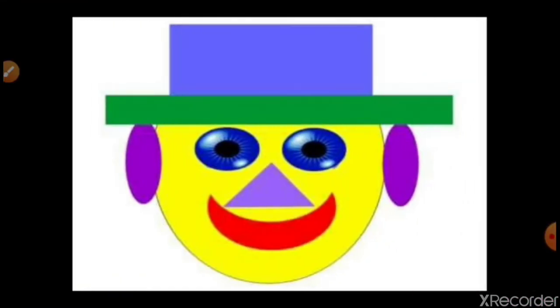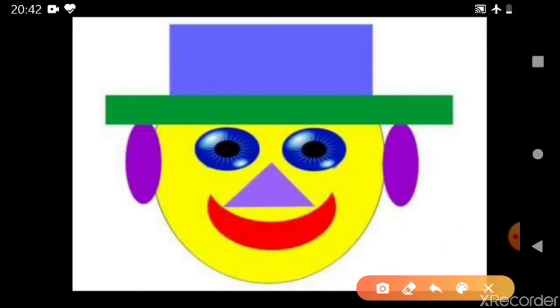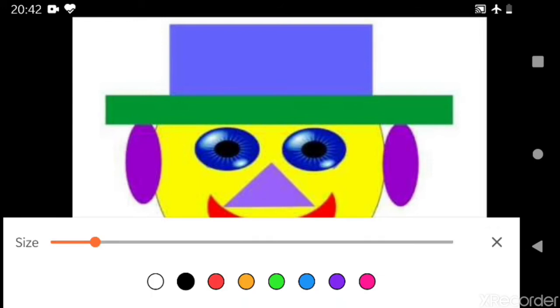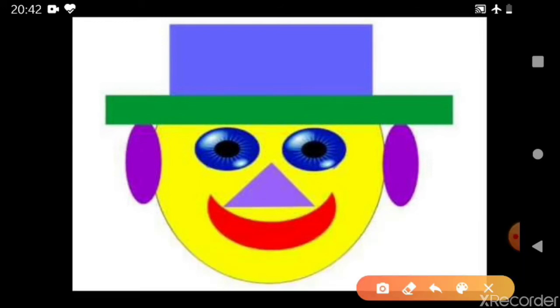Then this is another drawing. Here, what are the shapes being used? You can see one rectangle. This is again a rectangle. Two rectangles are there. These are oval shapes. Okay. Then this is a triangle.